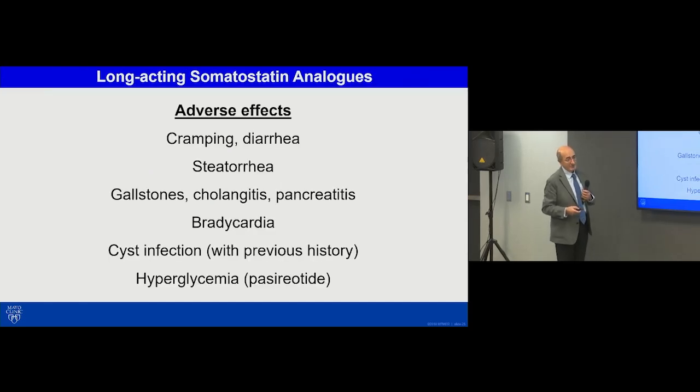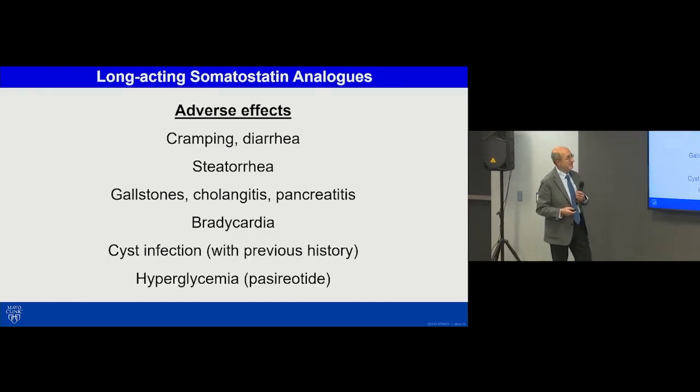Now, somatostatin analogs have some adverse effects. One is cramping, diarrhea, and very rarely steatorrhea, but you have to watch for vitamin K levels or INRs and vitamin D levels. Gallstones, cholangitis, and pancreatitis can occur rarely. Bradycardia can occur, so we usually do an EKG before starting a somatostatin analog.